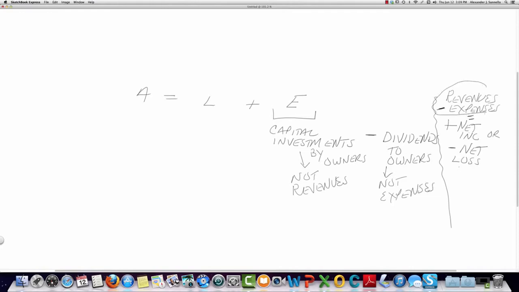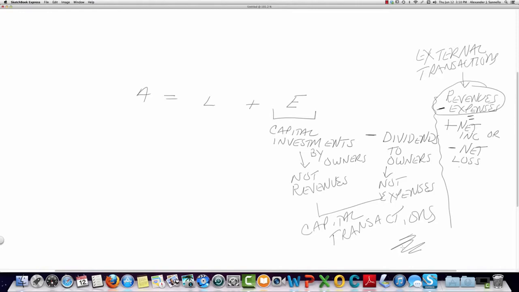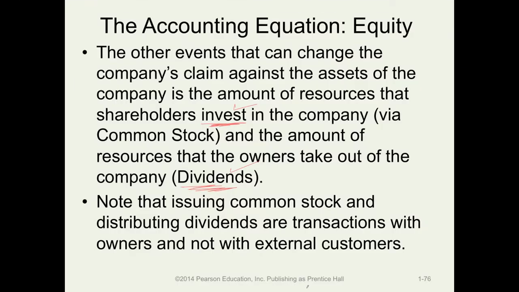Revenues and expenses are external transactions. Investments and dividends are capital transactions. Okay, so when you invest money, it cannot be revenue. When you have a dividend, it is not an expense. These are known as capital transactions.